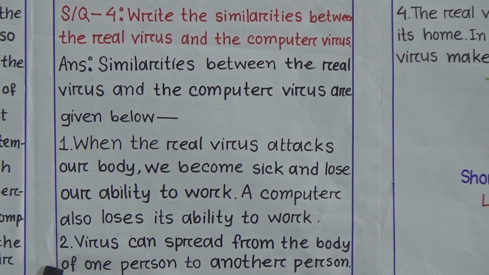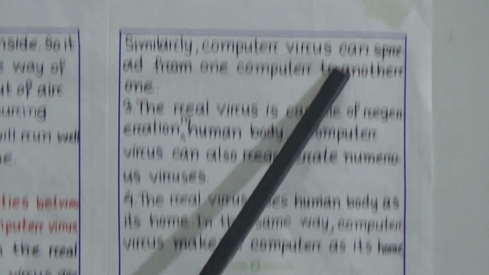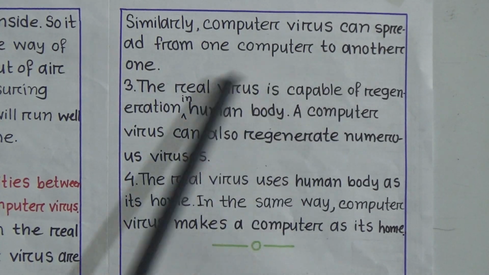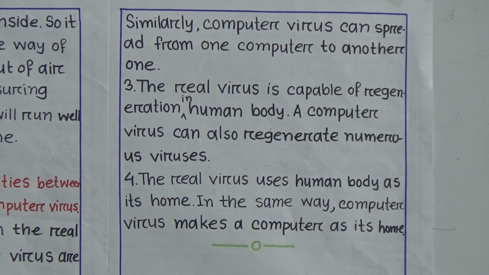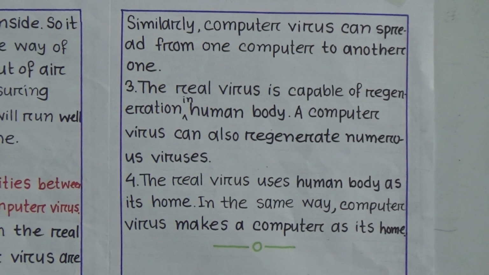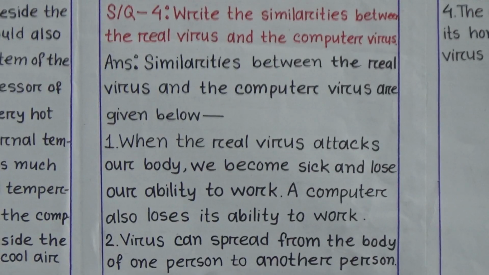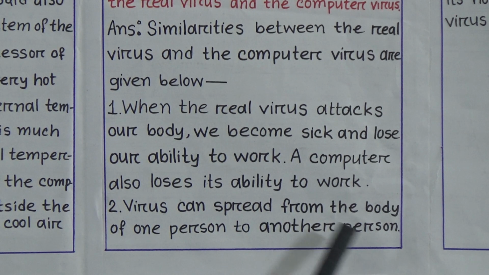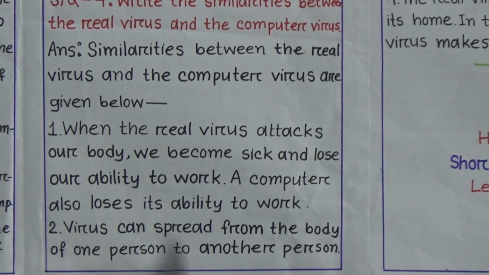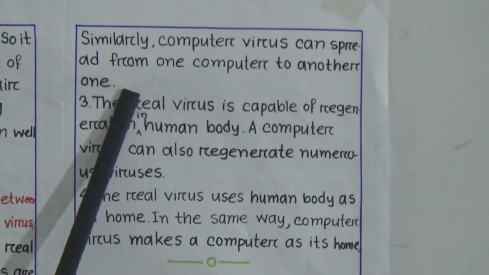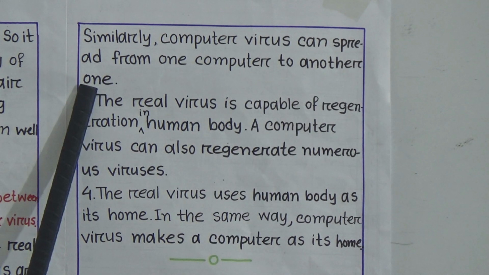Now come to number 2. Virus can spread from the body of one person to another person. Similarly, a computer virus can spread from one computer to another computer. So, if we touch a person who is infected with a virus, we can be attacked by the same virus. Like the real virus, a computer virus can spread from one computer to another one.